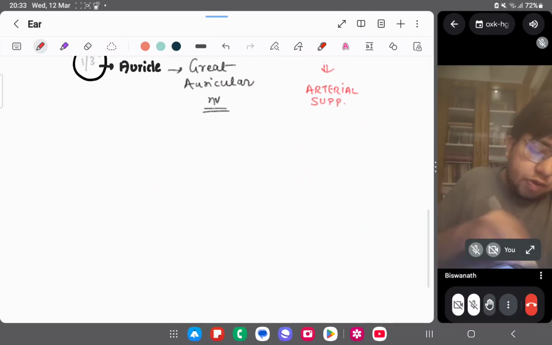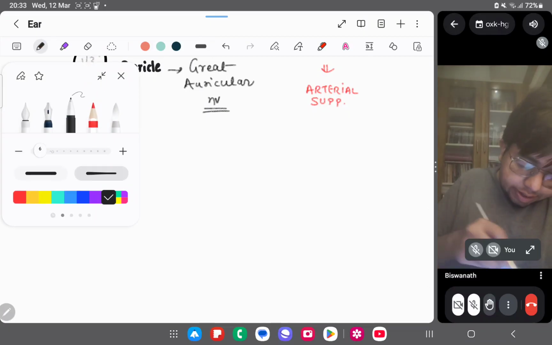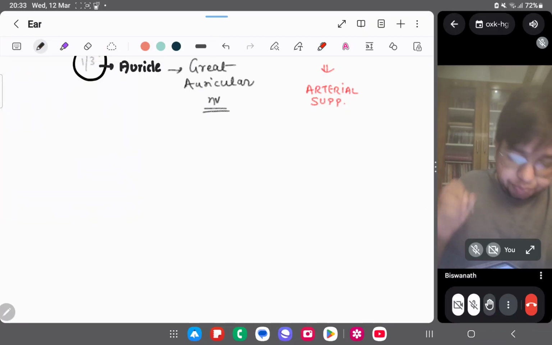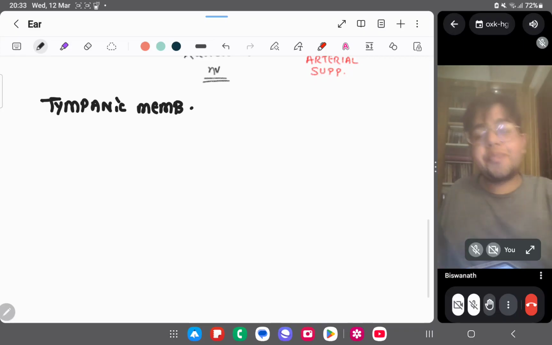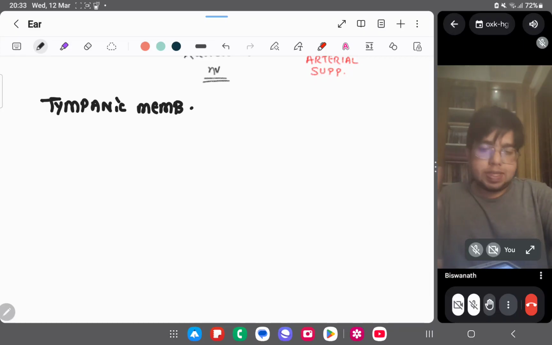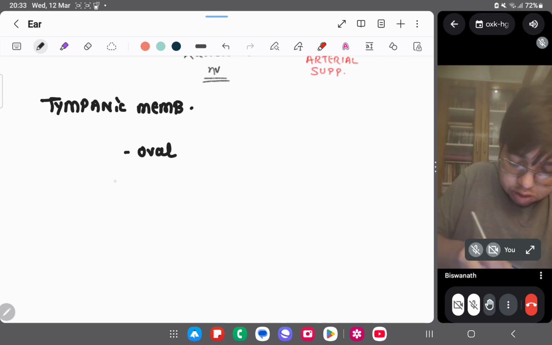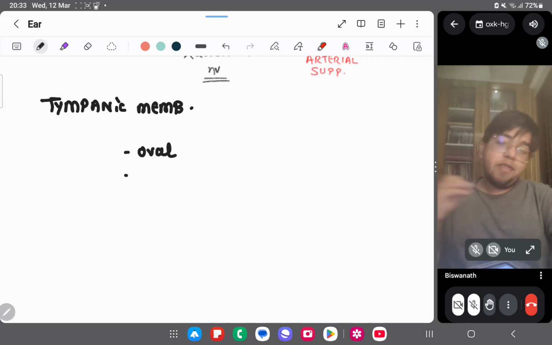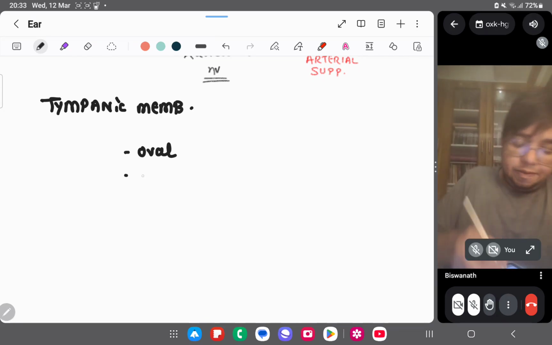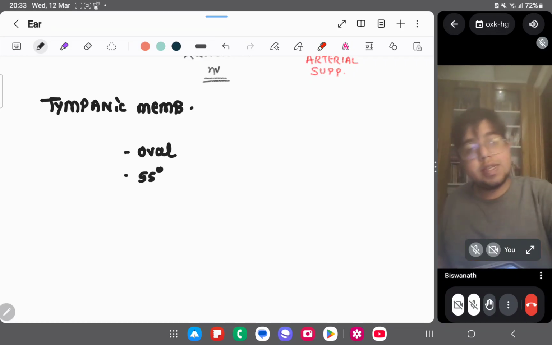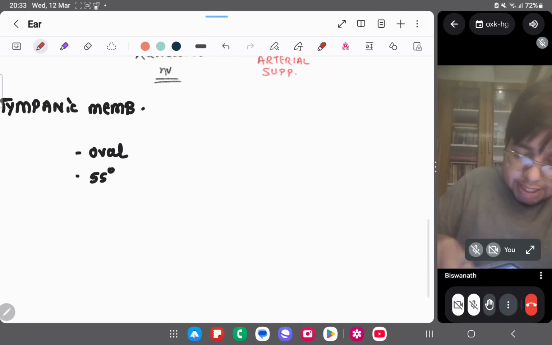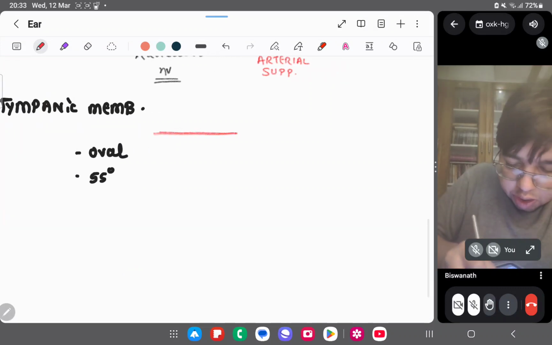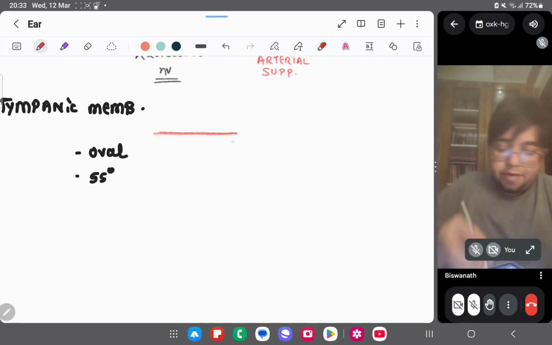Let's move on to another important part, which is the tympanic membrane. So what is the shape and size? It is an oval structure. What is the angle it is making with the floor of the external auditory meatus? 55 degrees. I told you this, right? If I try to draw the structure, let's take a pencil and draw. Let's say we are looking at the lateral view.